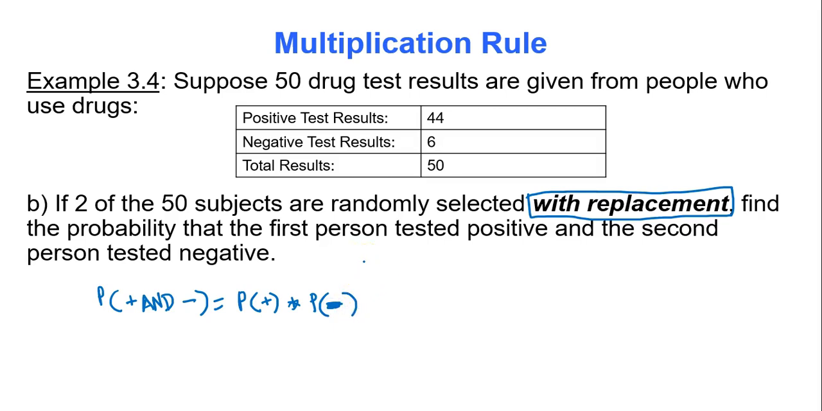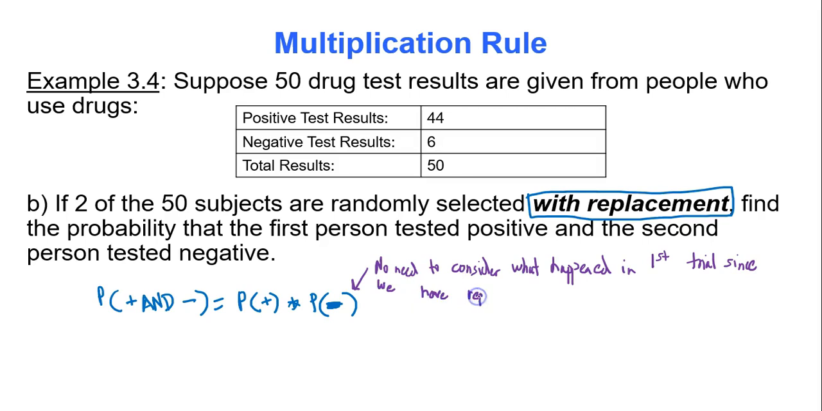There's no need to consider what happened in the first trial since we have replacement. So basically, you're going in and you're picking out one test result, then you're throwing it back into the pool. That's what we mean by with replacement. So as a result, when I do my calculation here, the probability of a positive test result is indeed 44 out of 50. And the probability of a negative test result is there's 6 negative results out of 50. We do not change the number of test results available because we are replacing what happens in the first trial.